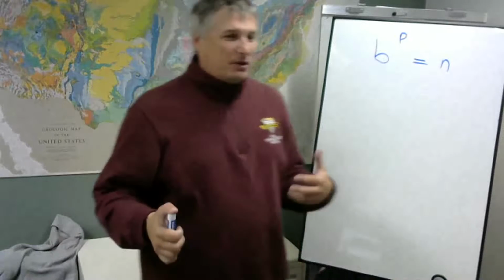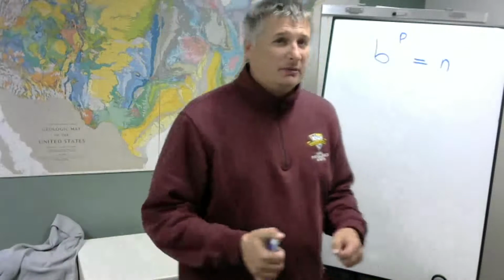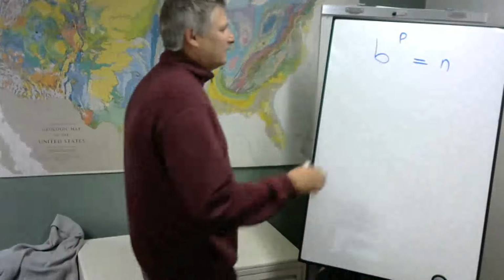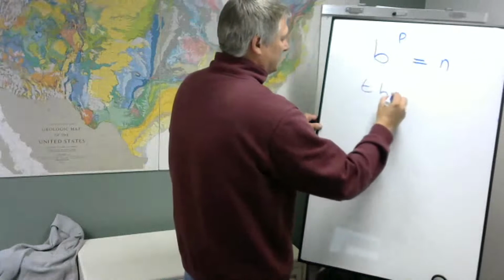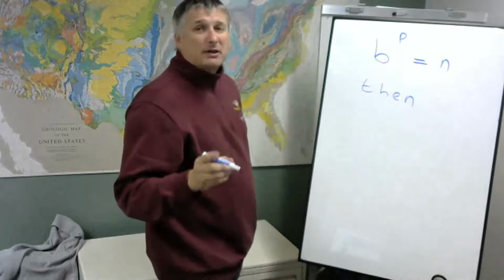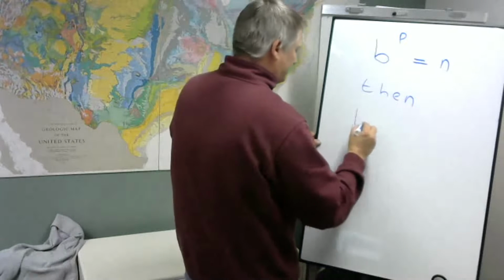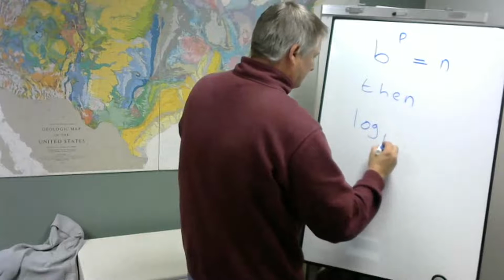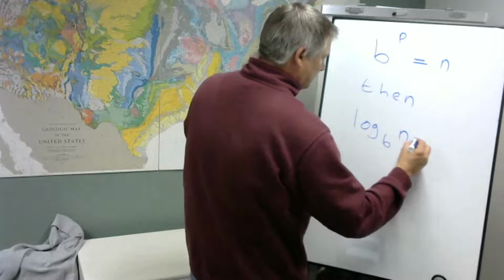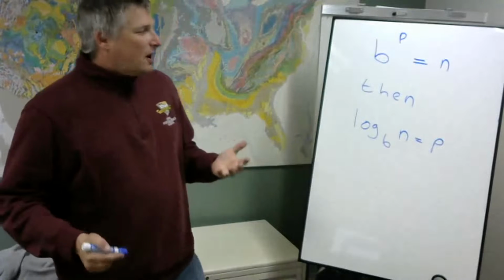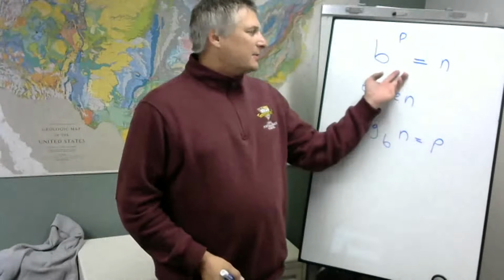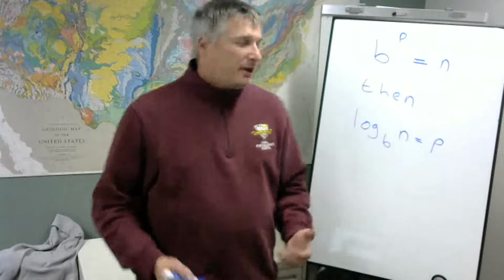Well, this has what we would call a logarithmic equivalent. And it works like this. If this is true, then the following is also true. So the logarithm and the exponent are related this way.